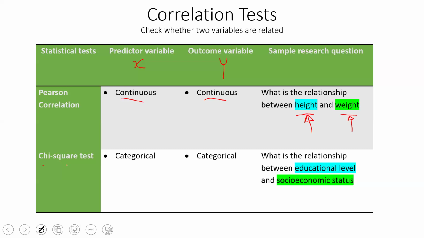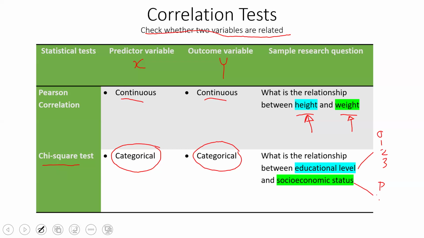In a chi-square test, you are still trying to check whether two variables are related. Because our x is categorical and our y is categorical, you use a chi-square test. Look at the sample question here. What is the relationship between educational level and socioeconomic status? So here we have either no education, primary, secondary, tertiary. Status can be maybe poor, maybe average, and maybe very rich. It depends on how you classify it. However, both of them are categorical. In a situation like that, what you can use is a chi-square.